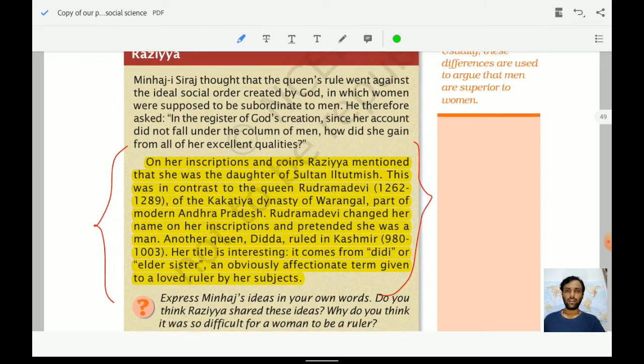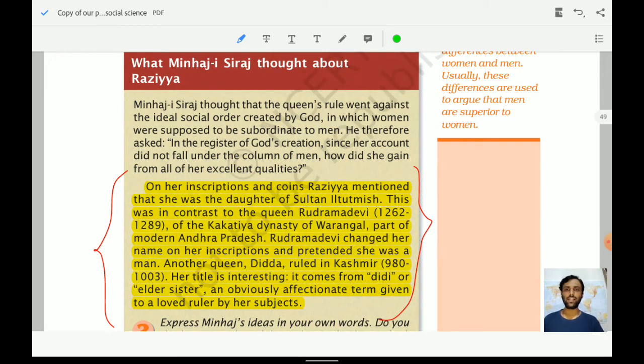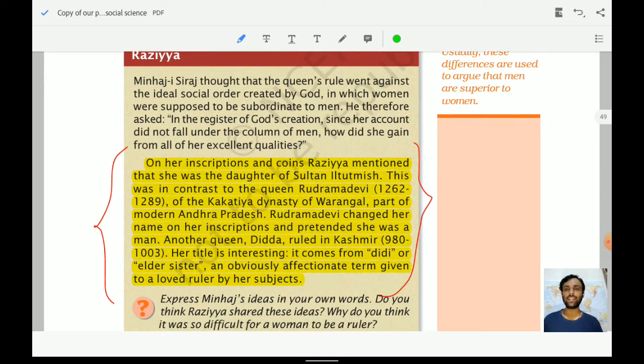So see, he provides all these things. Minhaj-e-Siraj thought that the queen's rule went against the ideal. So other things have also been described as a thought process, what he was thinking about the rule of Razia. He thought that the queen's rule went against the ideal social order created by God.